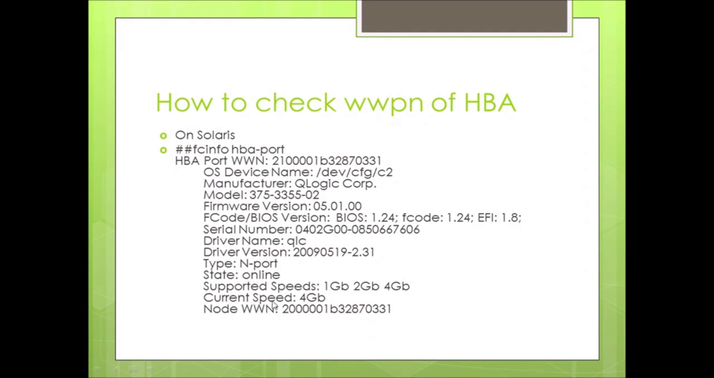The speed of this particular HBA output is 4 Gb, which means it is giving a maximum of 4 Gbps speed, and the supported speeds are 1 Gbps, 2 Gbps and 4 Gbps. So you get complete information about the HBA from this output.